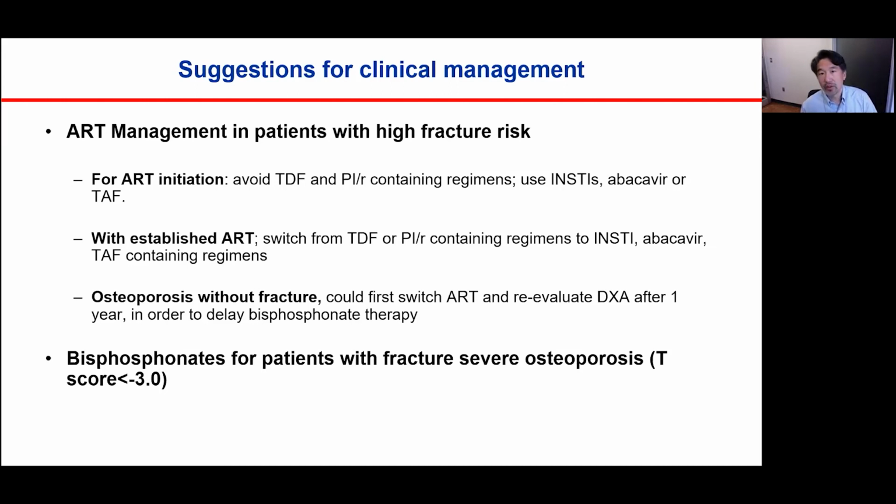And this is a way in which you could think about delaying the use of bisphosphonates. Usually after you start the bisphosphonates, you continue for 3 to 5 years, and then you may have to sequence with other bone-specific therapies. We found that in some cases, if you just switch the antiretroviral regimen, you get a 2 to 3% increase in bone density, and you can delay the use of bisphosphonates for some years. However, this is not an option in patients who have a fracture or who have severe osteoporosis, so a T-score less than -3.